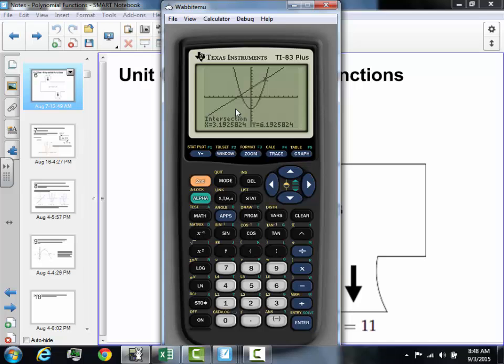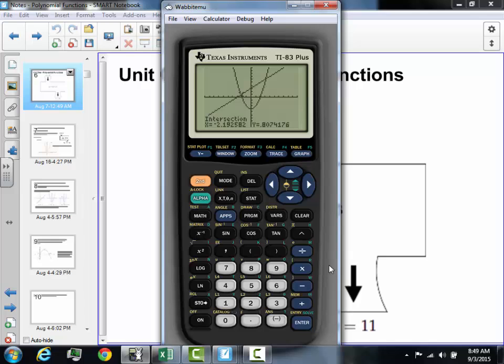Sometimes it's a nice even value. The third spot is just you have to press enter, so it doesn't have to go anywhere. If you want to redo it and find the other intersection point, you just have to move your cursor closer to that intersection. So like over here, and then one more time.